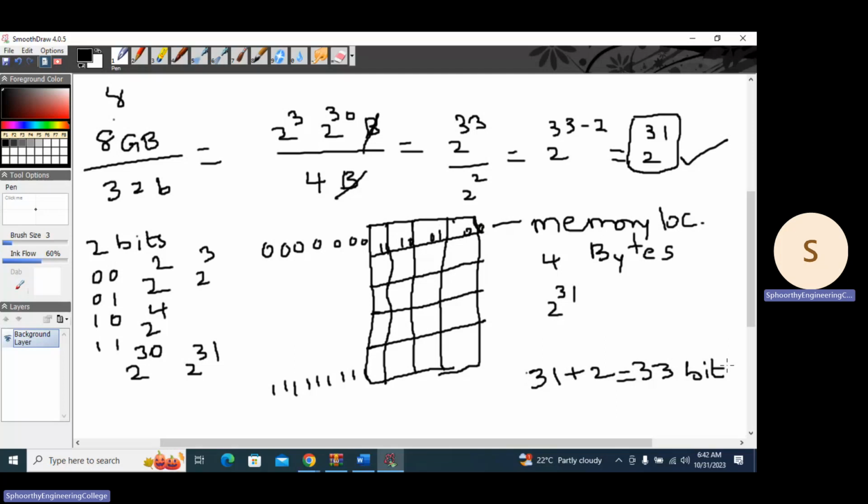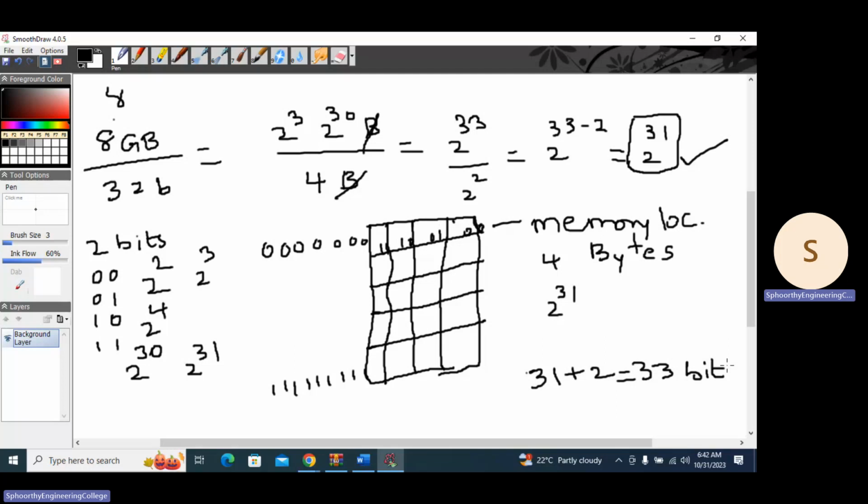Suppose 2 bytes are required for an integer. In that case, it will return the address of that first byte, which is a 33-bit binary code, right? Since I cannot remember such a big 33-bit binary address, what will we do? We will use a concept called a variable. A variable is nothing but a name given to a memory location.